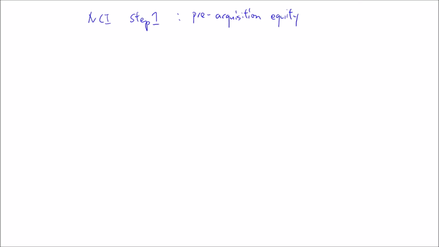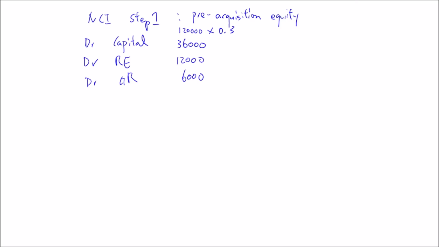So just like the parent transaction, we're going to start with the capital. If you recall that the amount of capital was $120,000. And we want to eliminate 30% of that because NCI owns 30% of the ownership. So we want to debit capital by $36,000. After that, we need to do the same thing for retained earning. That will be $12,000. General reserve, that will be $6,000. So once again, this 3 pre-acquisition equity is very easy to calculate.